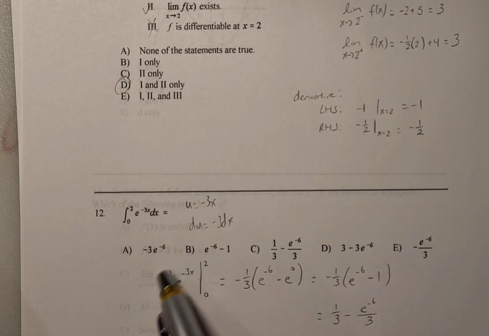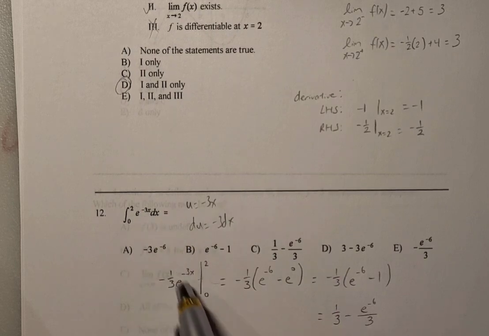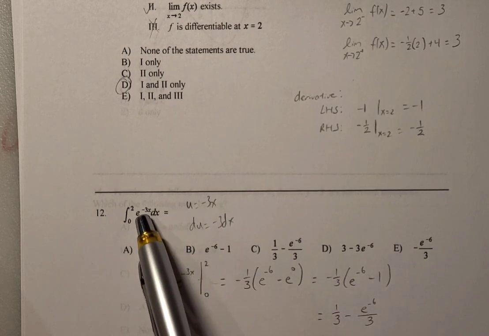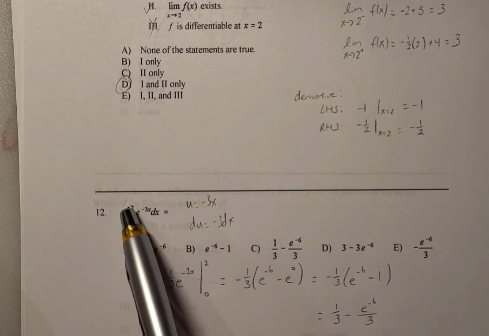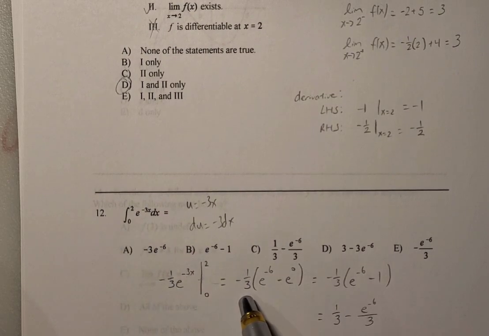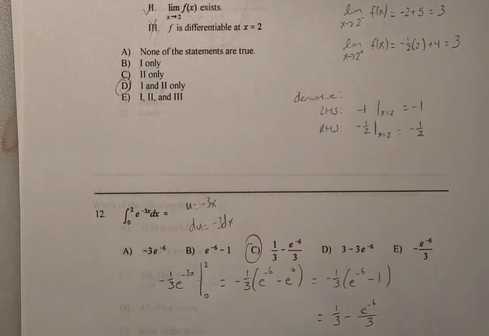You can always check by differentiating this. Do we get back e to negative 3x, which we do. Okay, so the antiderivative of e to negative 3x is this guy, once again. We evaluate it from 0 to 2. That's our original limits, right? So that would be negative 1/3 times e to the minus 6 minus e to 0. And then just do some simplification. You get 1/3 minus e to negative 6 over 3, which is choice C.